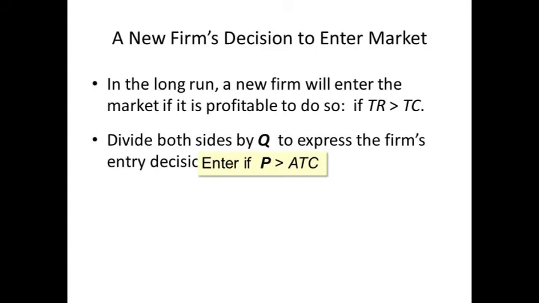So how does the supply curve work in a competitive market? In the short run, market supply is with a fixed number of firms.